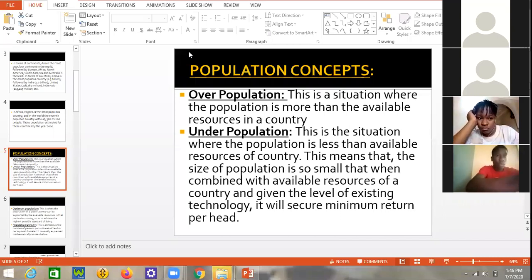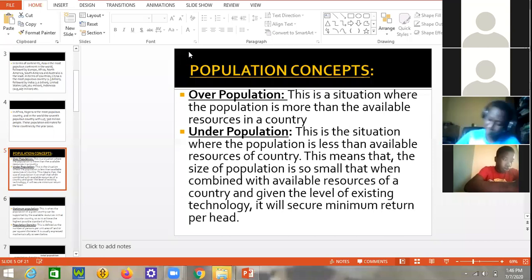Number two concept, underpopulation. This is where the population is less than available resources of a country. This means that the size of population is so small that when combined with the available resources of a country and given the level of existing technology, it will secure minimum return per head. Can you imagine a situation whereby the resources are so large, but the issue is the population?